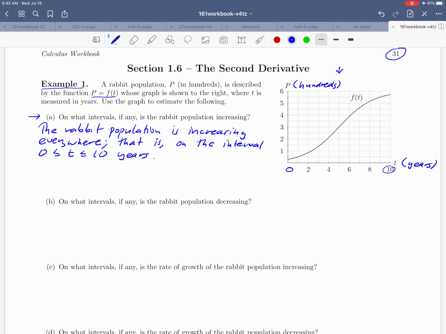And then what about B? On what intervals, if any, is the rabbit population decreasing? We mentioned in part A that the population is increasing everywhere, so that means it's never decreasing, because our graph never goes down left to right.